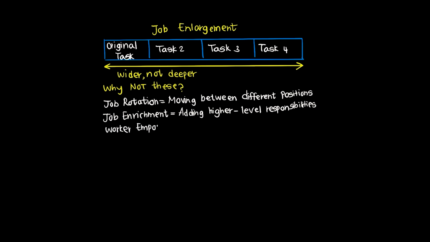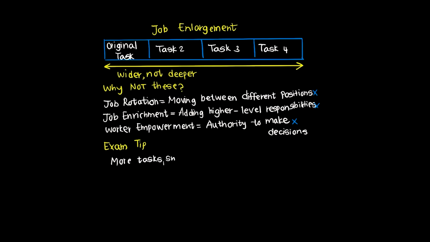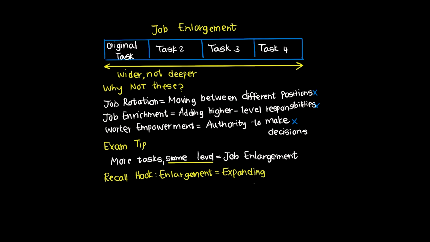Worker empowerment goes further still. It gives employees actual authority to make decisions and solve problems on their own. That is a different level from simply adding variety at the same skill tier. Here's a WGU C215 OA exam tip for you. When the question says more tasks at the same skill level, or added variety without added authority, that is job enlargement. Quick recall hook. Enlargement equals expanding sideways, same level.